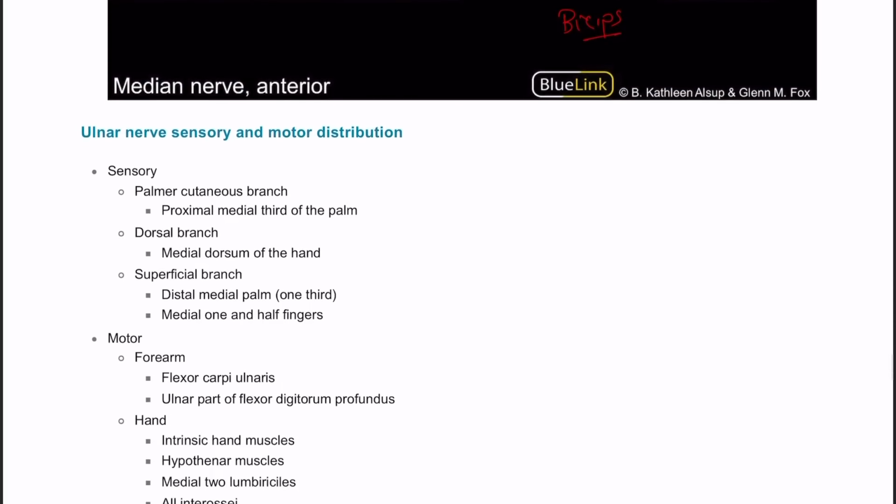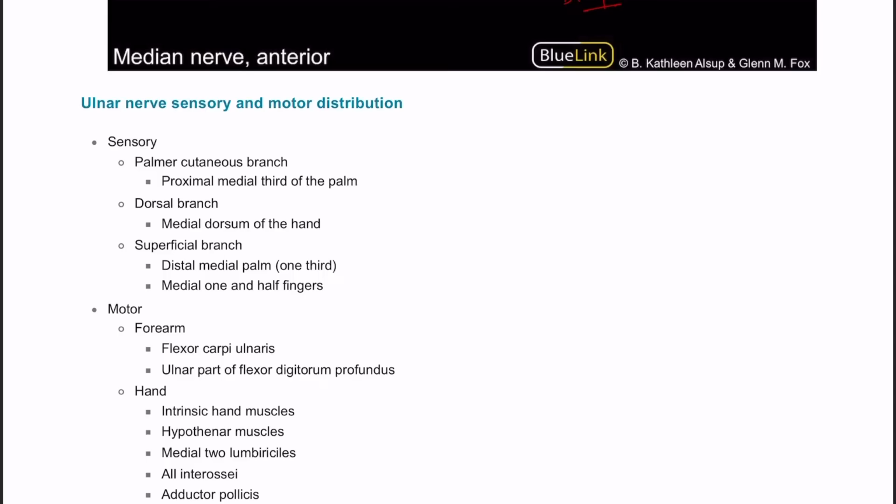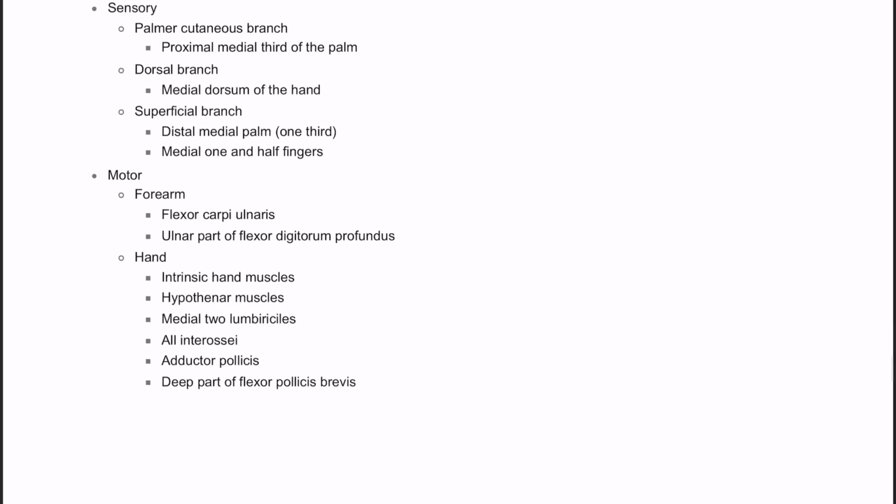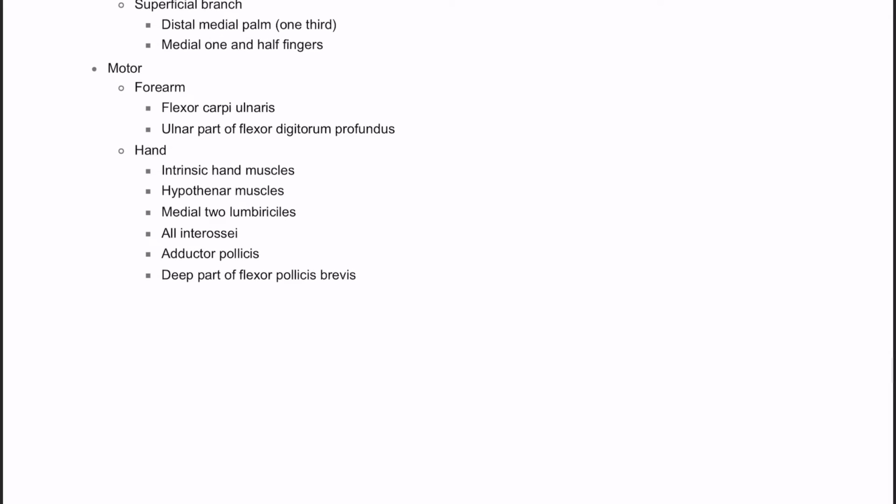On the other side, you have ulnar nerve, motor and sensory distribution. So it will be the rest of the palmar surface of the hand, which is the medial third of the palmar surface of the hand, and also the medial 1.5 fingers as well. All right. And the muscles were mentioned in the forearm. It will give the flexor carpi ulnaris and also part of the flexor digitorum profundus, and it will give all the intrinsic muscles of the hand.